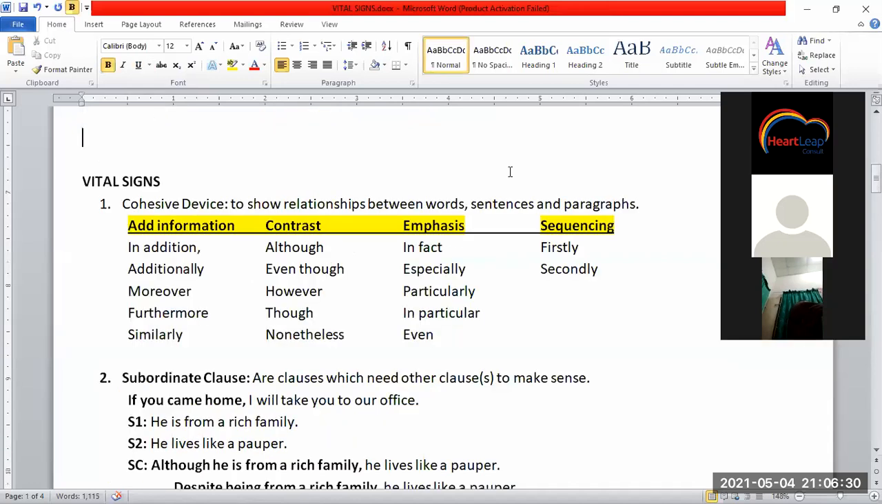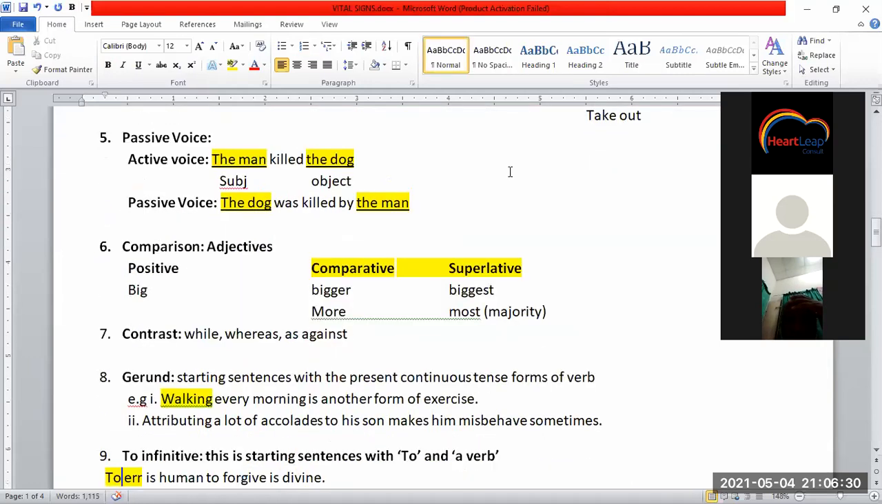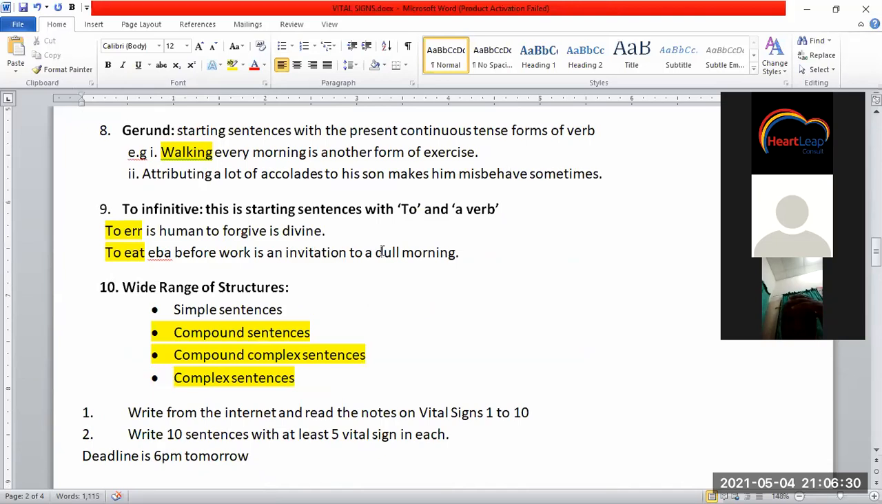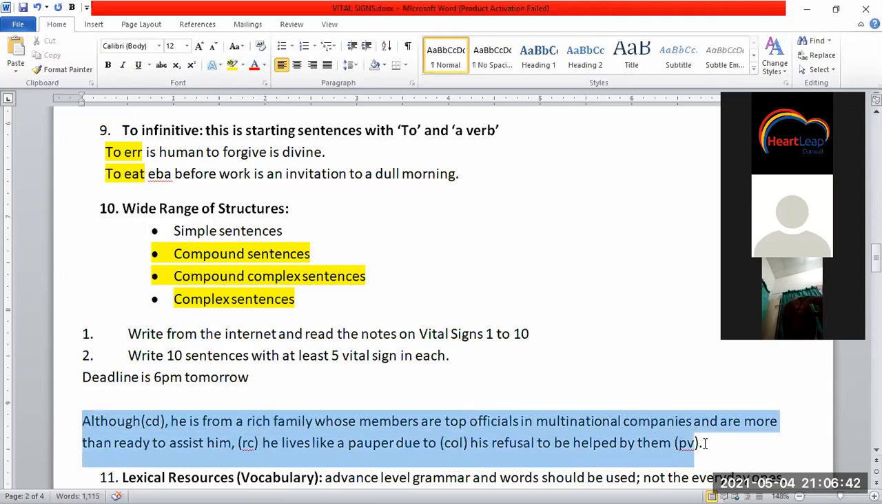Okay, share my screen. So I was saying that we started from, let's say, question device, subordinate clause, relative clause, collocation, passive voice, comparison, contrast, gerund, to infinitive. Now all of that, or a few of that, can help you to write complex sentences or compound-complex sentences. And this is an example of it. All right. I hope you understand me.